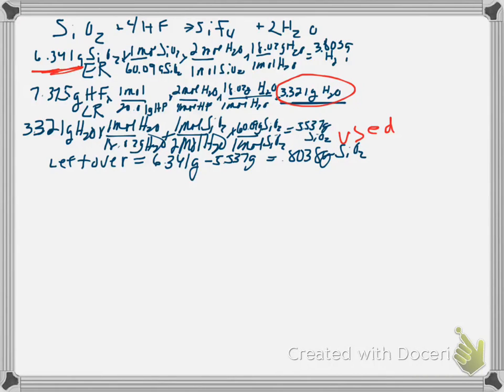Question E, the last part, asks if the reaction produces 2.63 grams of water, what's the percent yield? And here we go. We just take that amount of water that we made, that we actually got, divided by the theoretical yield, and we get 79.2%. I hope that helps.